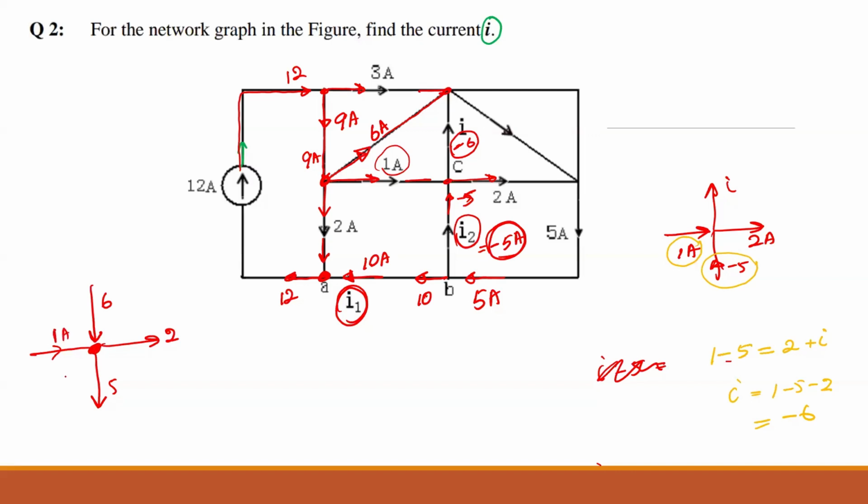So now if you look, we have 6 and 1 coming in, and 5 and 2 going out. 7 coming in, 7 going out. Yeah. Okay.